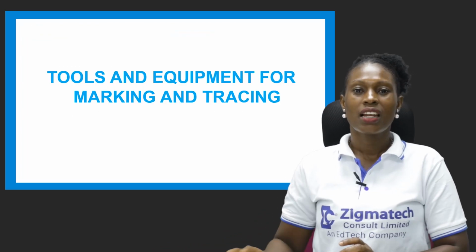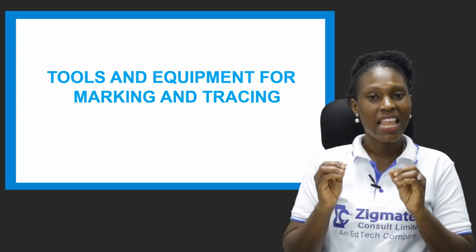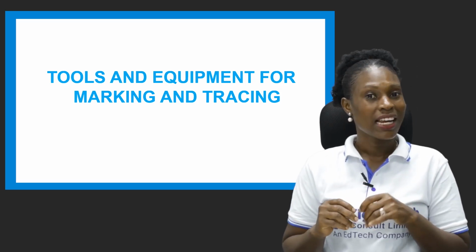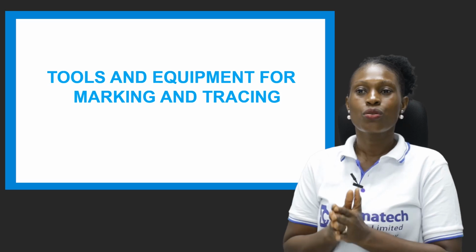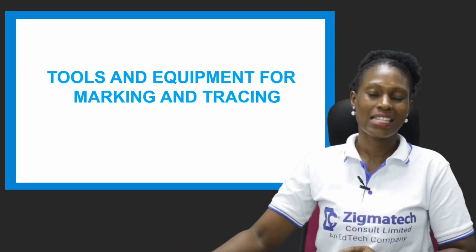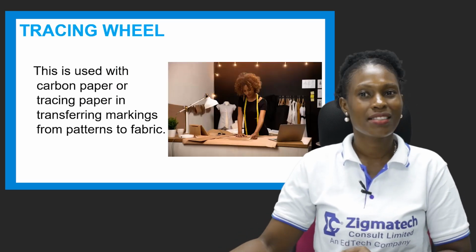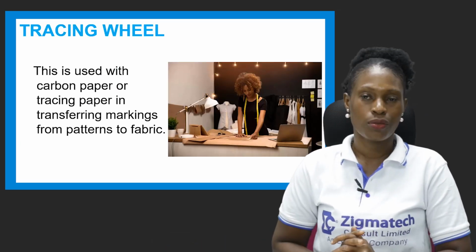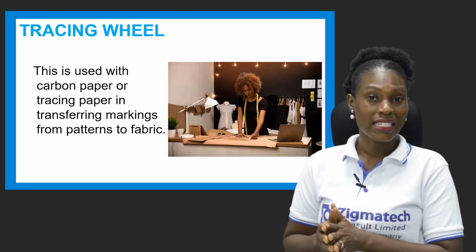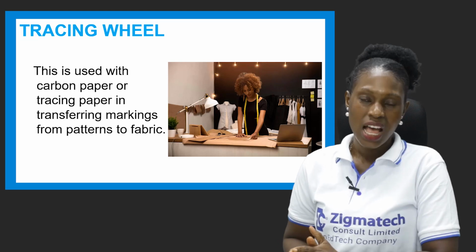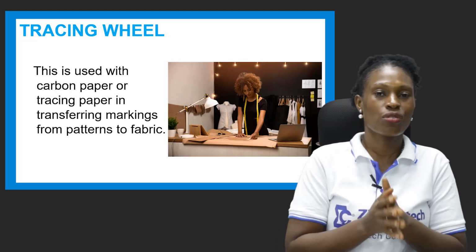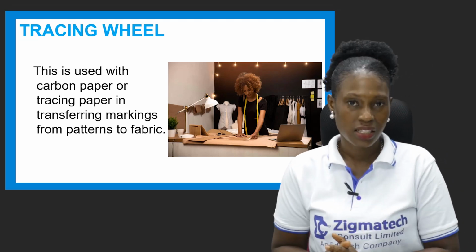Let's move on. Now let's look at the tools and equipment for marking and tracing. I'm sure you already know some of the tools used for measuring. Now let's look at the tools and equipment used for marking and tracing when making garments. Now we have the tracing wheel. This is used with carbon paper or tracing paper in transferring markings from patterns onto fabrics. After you have made your patterns, you can now transfer using the tracing wheel to do that.